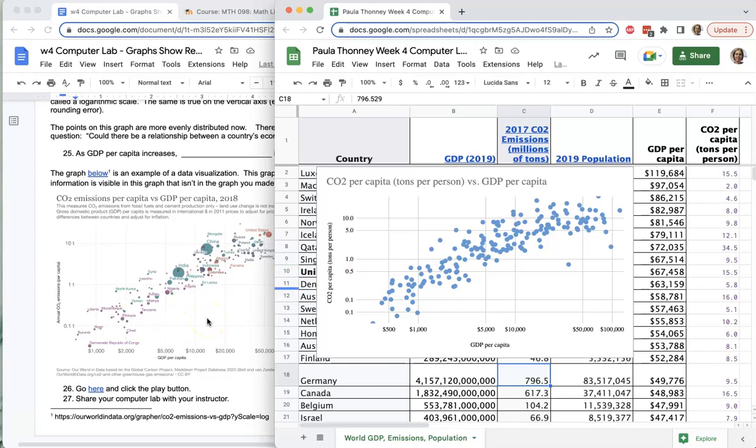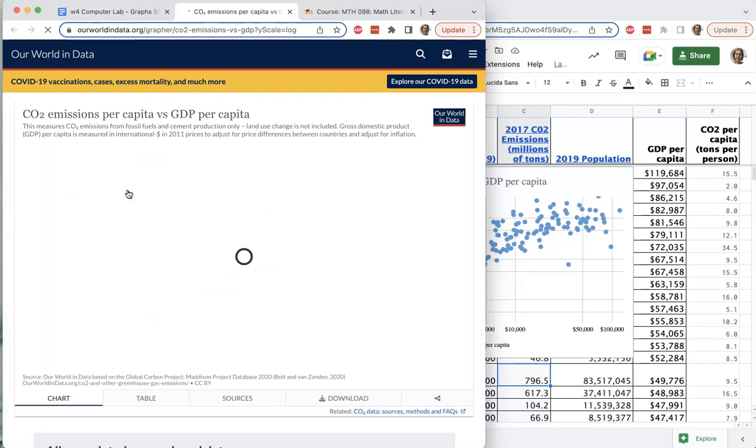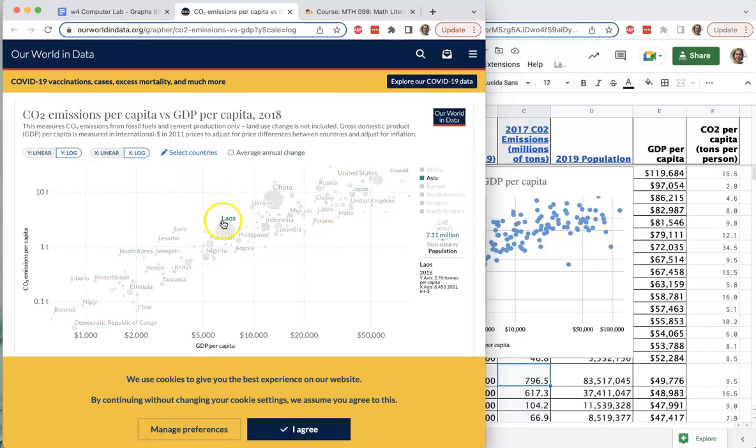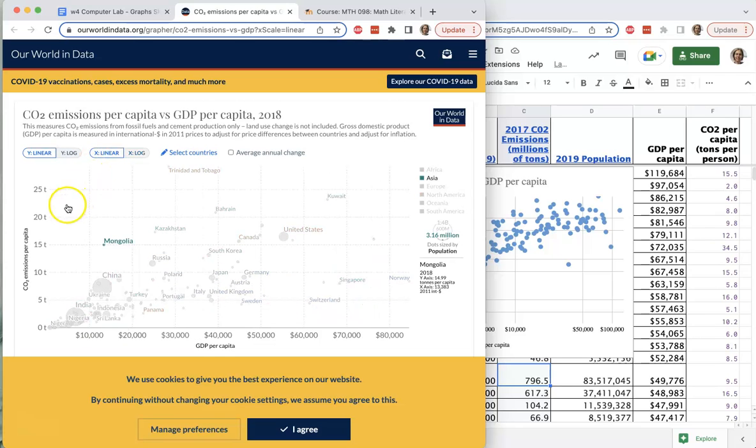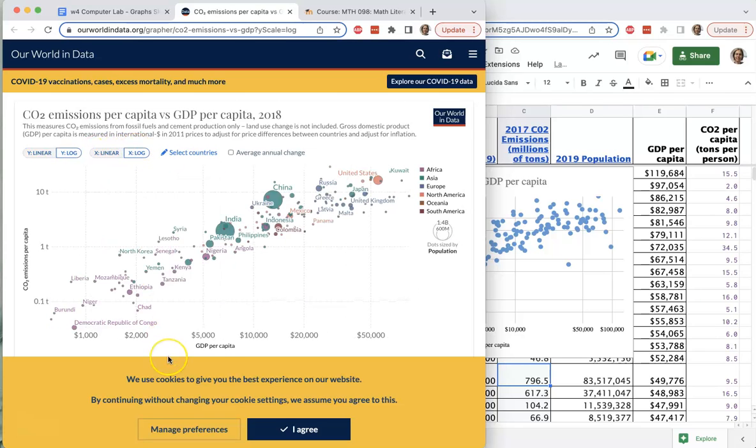So this graph is a little bit better, and this comes from the Our World in Data website that you looked at last week for your journal. And I have a link to that graph here, and you can certainly hover and explore. Oh, there's Bolivia. And see different countries. And notice that even here you have the option to switch this back to linear on both. And that gets us back to that weird graph that we started with. And then you switch these x and y to logarithms and you get that nicer graph.